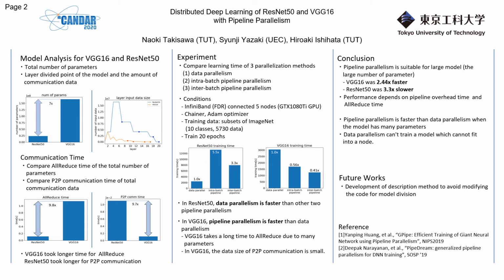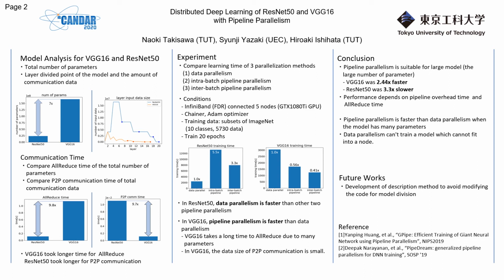The inter-batch pipeline parallelism was the fastest in VGG16. Both intra-batch and inter-batch pipeline parallelism took about half the time of data parallelism. This is because VGG16 takes a long time for all-reduce communication due to the large number of parameters, and the point-to-point communication time is short.